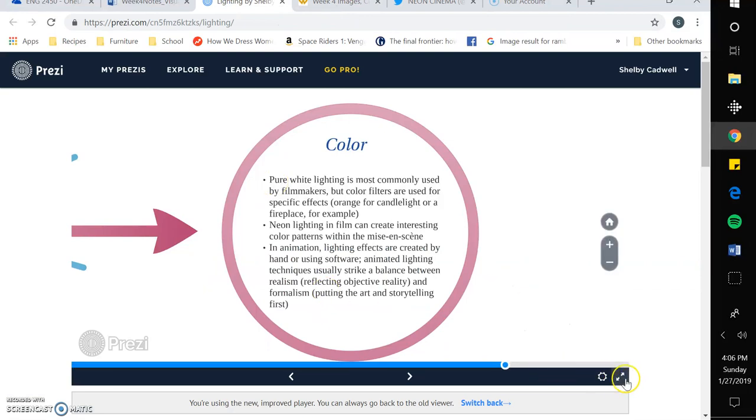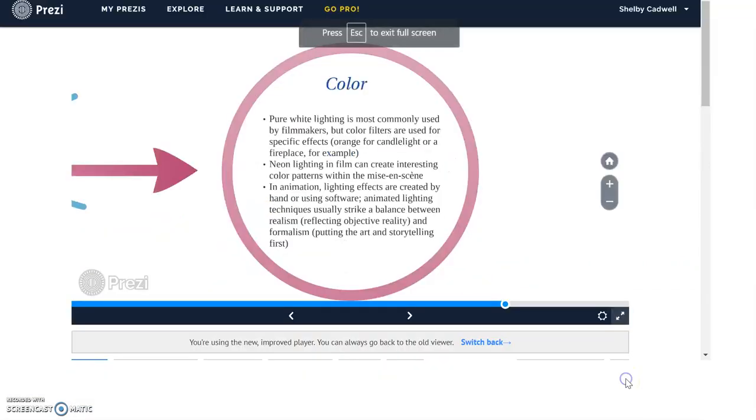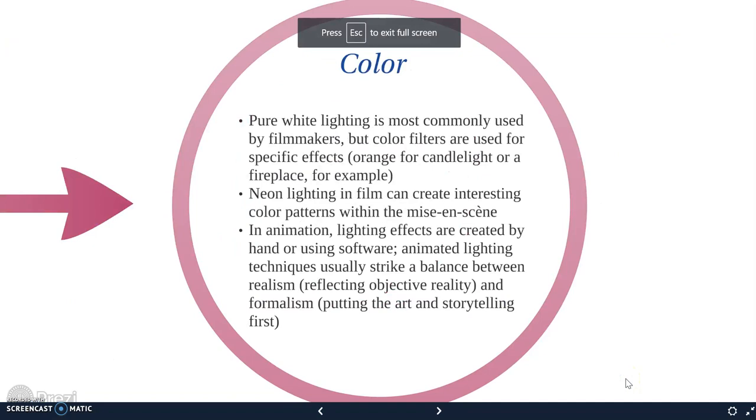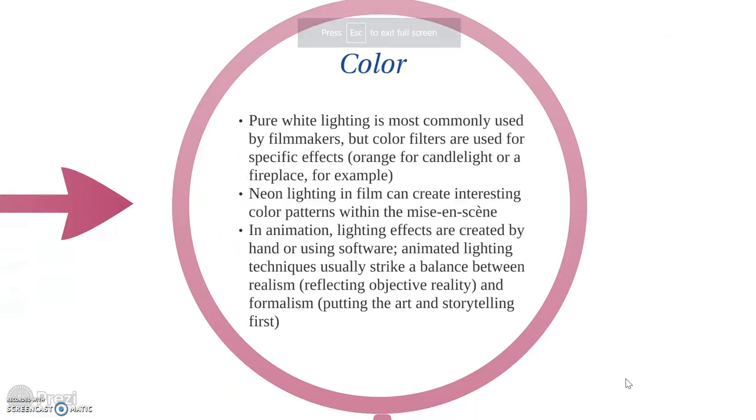So the use of color lighting is also really an interesting part of film. Filters can be used for different effects. Neon can be used for different color patterns and effects. And another thing to keep in mind is that when we talk about lighting and we talk about the color of lighting, we're not only talking here about live action films. Animated films also have to be aware of color and lighting.